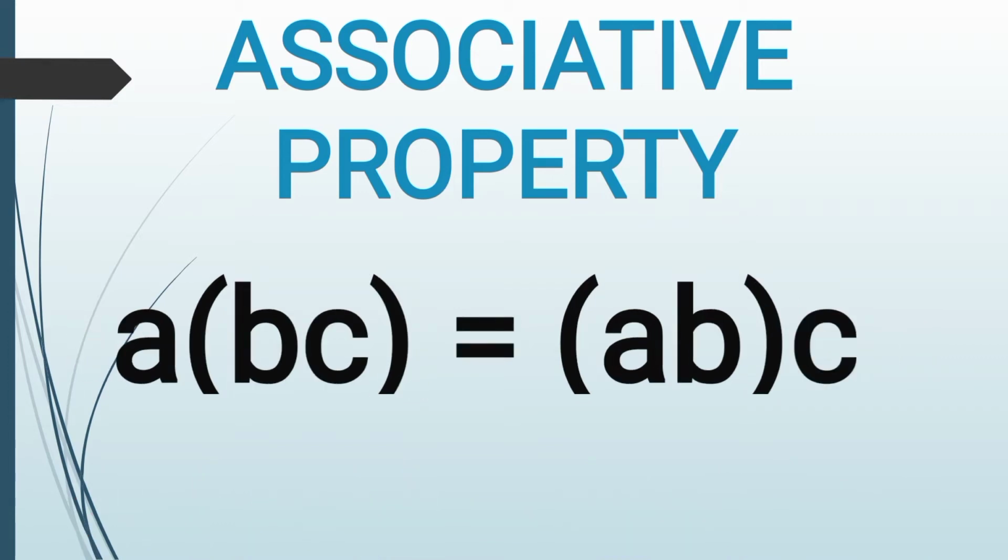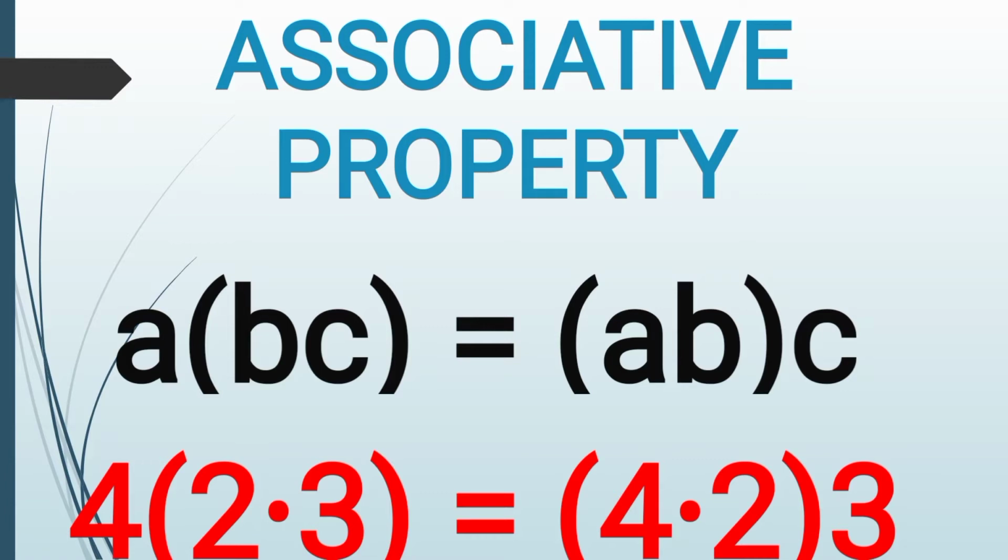Associative property of multiplication. A multiplied to the quantity BC is equal to the quantity AB times C. Example, 4 multiplied to the product of 2, 3 is equal to the quantity 4, 2 multiplied to 3.